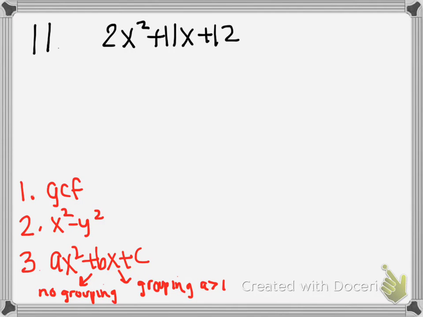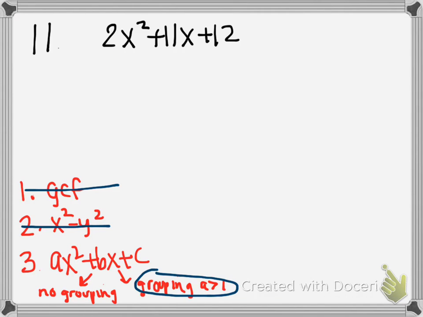Number 11, the goal is to convert this to factored form. So if I go down my methods list, I always check for GCF first. Nothing divides 2, 11, and 12, so GCF would not be the method I'm using. Since this is a trinomial and not two terms, we can't use method 2, difference of squares, so we're going to be doing trinomials. But because there's a number in front of the x squared, this 2, we're going to have to do grouping.